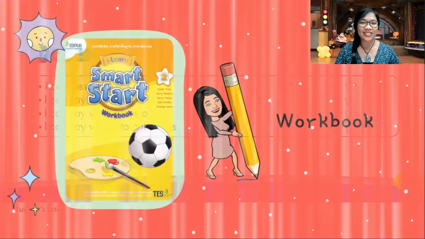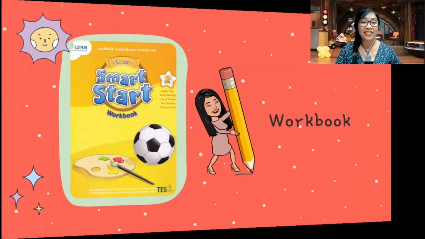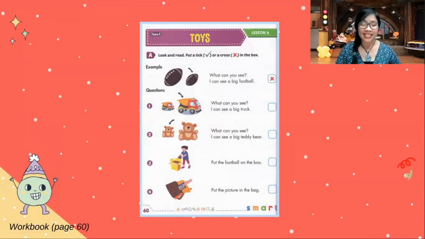Okay, let's move on to workbook time. Open your workbook on pages 60 and 61. Let's go to letter A first. A, look and read. Put a tick or a cross in the box. Example, what can you see? I can see a big football. Look at the arrow. Is it big? No, so it's a cross. So follow the example. Let's go to the questions.